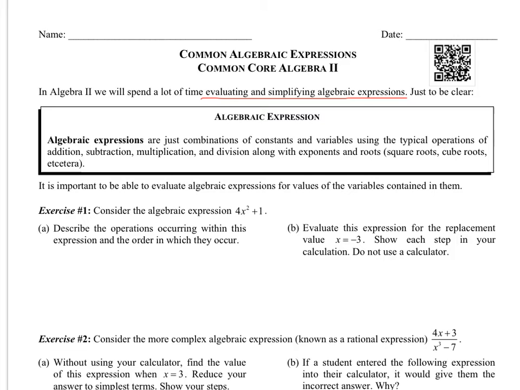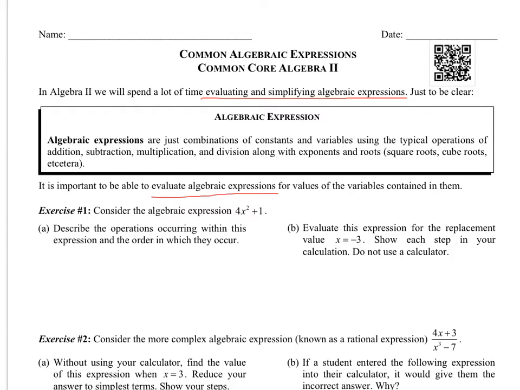In exercise 1, you see a common algebraic expression that you may use as an example of what one looks like. It is important to be able to evaluate algebraic expressions for values of the variables contained in them. In exercise 1, we are given the algebraic expression 4x squared plus 1. So let's describe the operations that occur to x within this expression, and what order we would evaluate them if we had a number to plug into the variable.